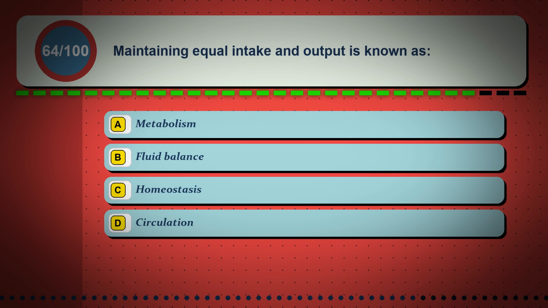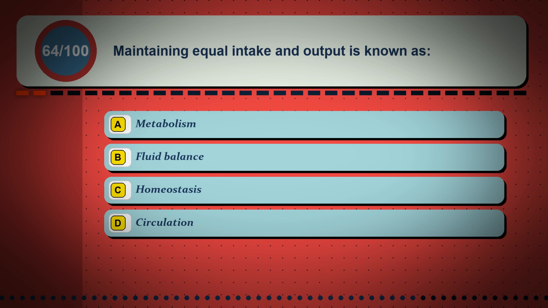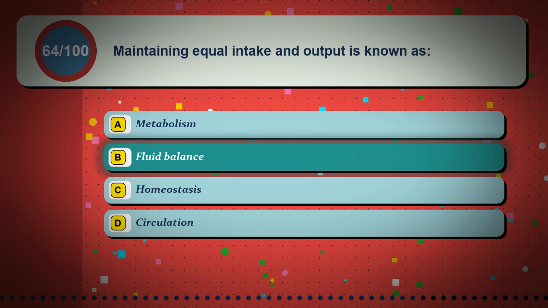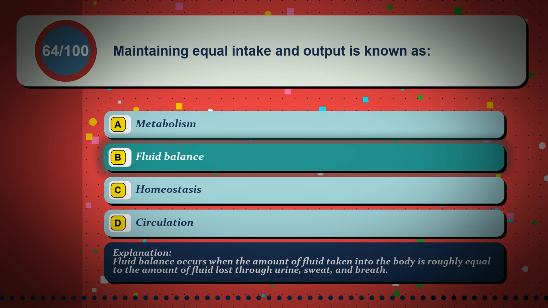Question 64. Maintaining equal intake and output is known as option A, metabolism, option B, fluid balance, option C, homeostasis, option D, circulation. The correct answer is option B, fluid balance. Fluid balance occurs when the amount of fluid taken into the body is roughly equal to the amount of fluid lost through urine, sweat, and breath.